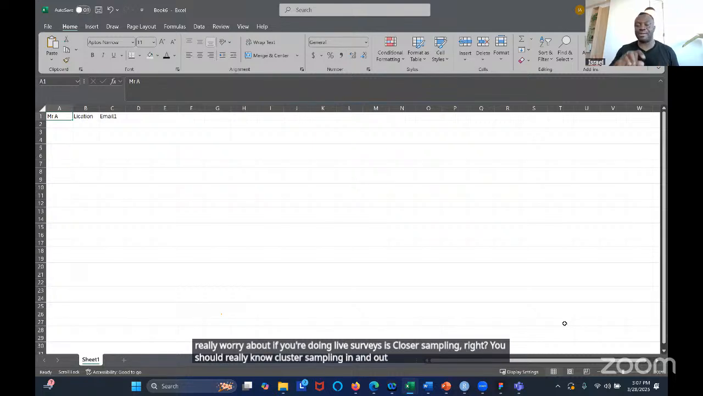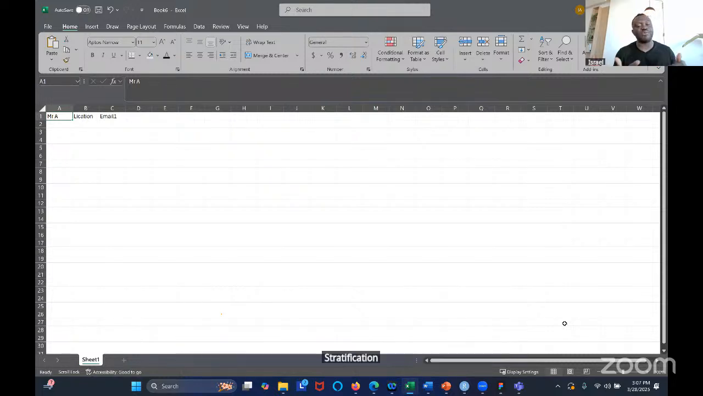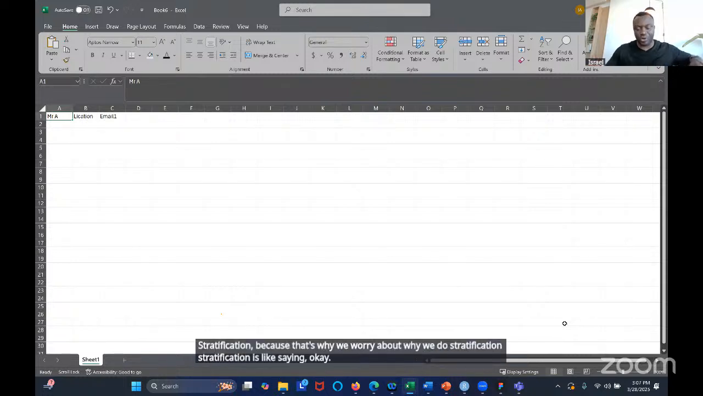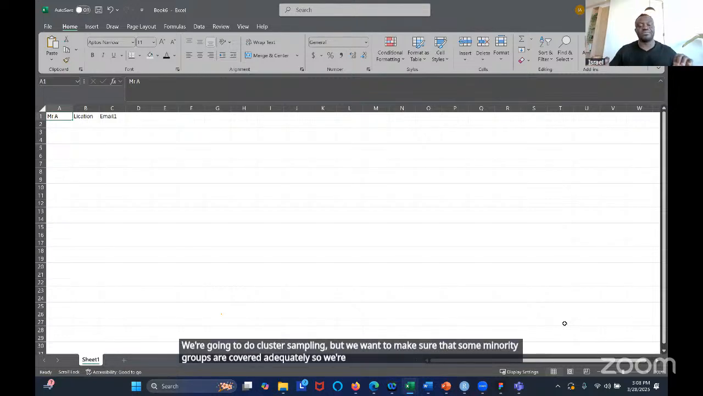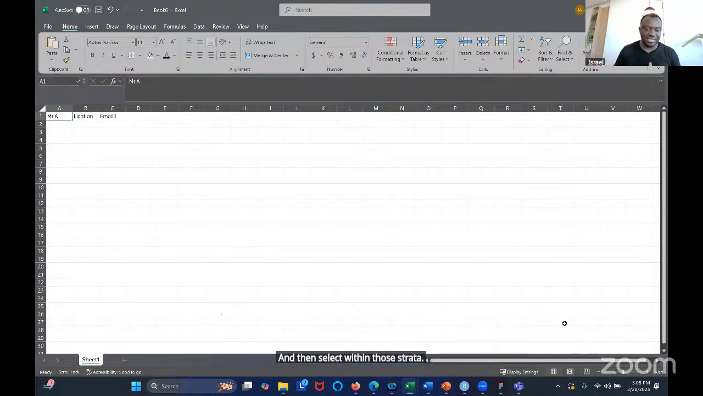And if you're worried about representation from groups, then you should know cluster sampling plus stratification. Stratification is like saying, okay, we're going to do cluster sampling, but we want to make sure that some minority groups are covered adequately. So we're going to stratify them and then select within those strata. We're going to cover all of this extensively next week.